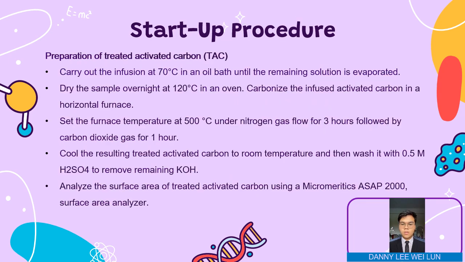to 60%. Next, carry out the infusion at 70 degrees Celsius in a water bath until the remaining solution is evaporated. Dry the sample overnight at 120 degrees Celsius in an oven and carbonize the infused activated carbon in a horizontal furnace. Then set the furnace temperature at 500 degrees Celsius under nitrogen gas flow for 3 hours, followed by carbon dioxide gas for 1 hour. Cool the resulting TAC to room temperature and then wash it with 0.5 molar H2SO4 to remove any remaining KOH. Analyze the surface area of treated activated carbon using a Micromeritics ASAP 2000 surface area analyzer.